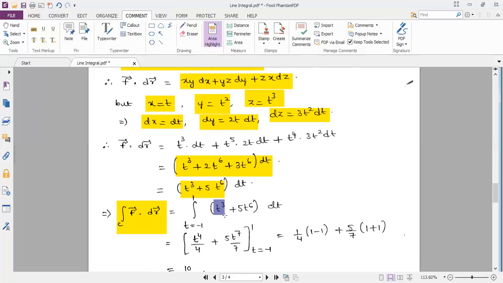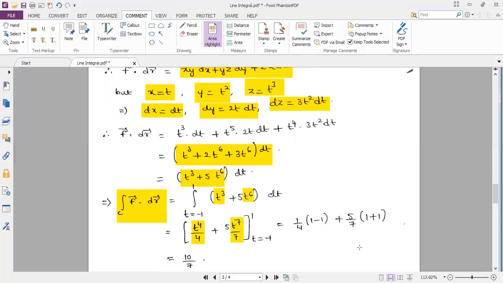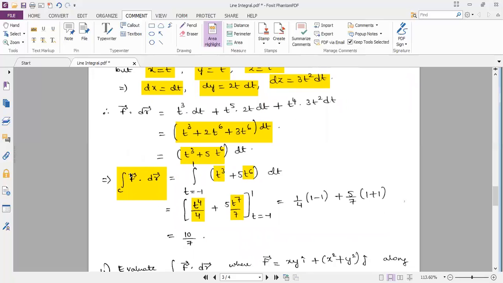Integration of t cube is t power 4 divided by 4. Integration of t power 6 is t power 7 divided by 7, between the limits minus 1 to 1. So, upper limit minus lower limit. Applying the limits and simplifying, the integral over c of f dot dr is simplified to be 10 by 7.